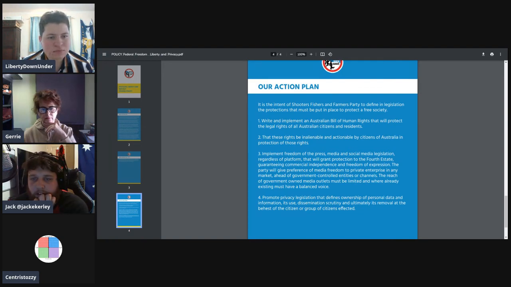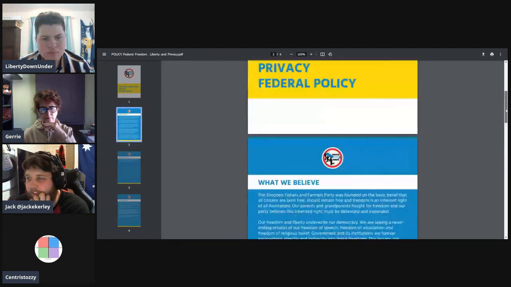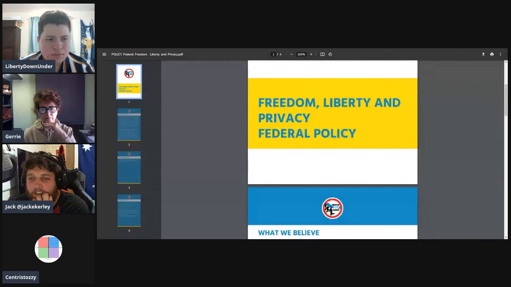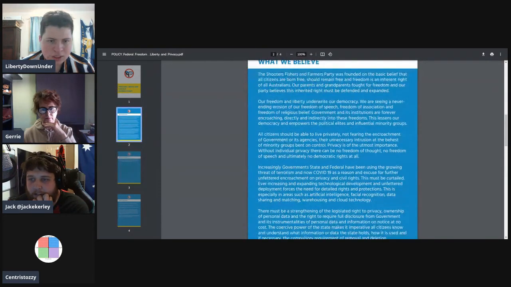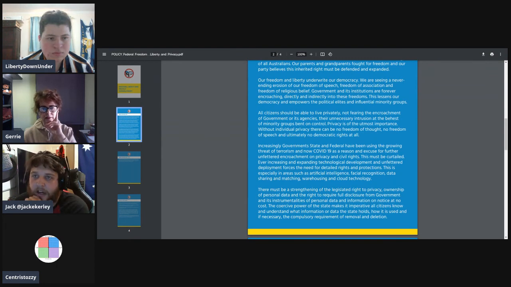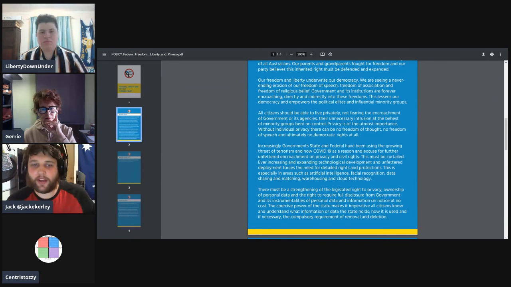So it says here, they only do their policies in PDFs, which is annoying. So this is their freedom, liberty, and privacy federal policies. Just a rundown of what they believe. Founded on the basic belief all citizens are born free, should remain free, and freedom is an inherent right of all Australians. Fantastic. That's actually a good one. I like that. I really like the Shooters Fishers Farmers. They're very low key, but they're very powerful in their messaging.